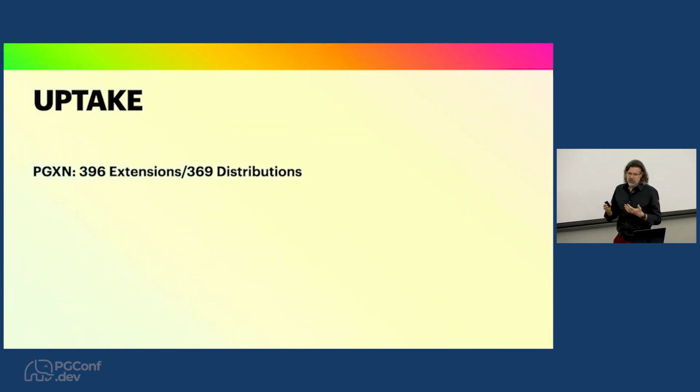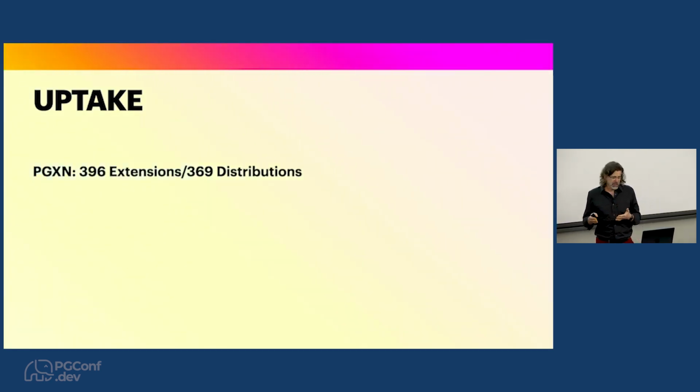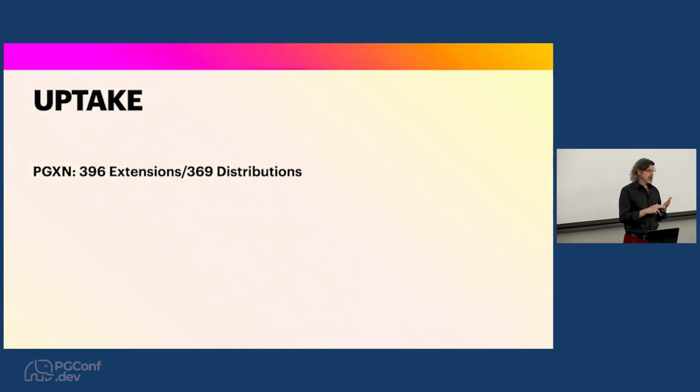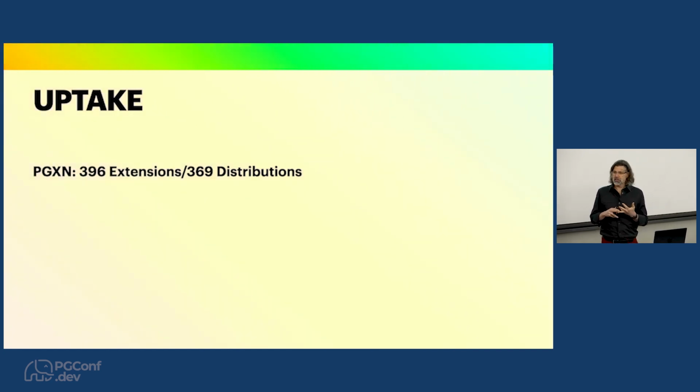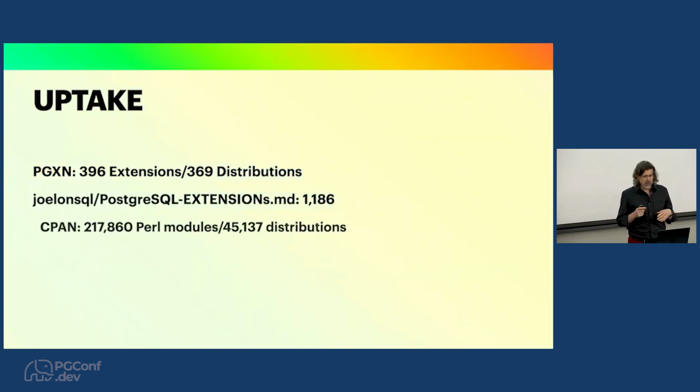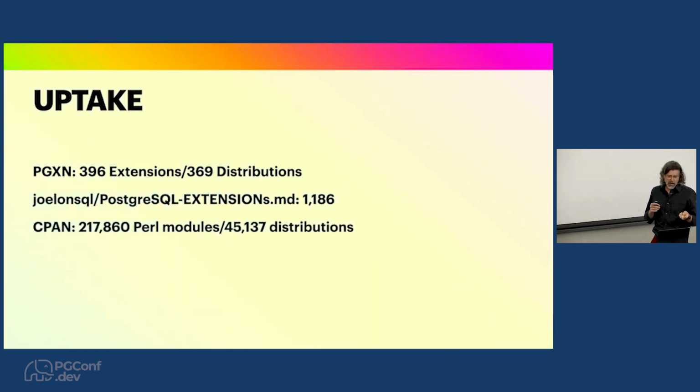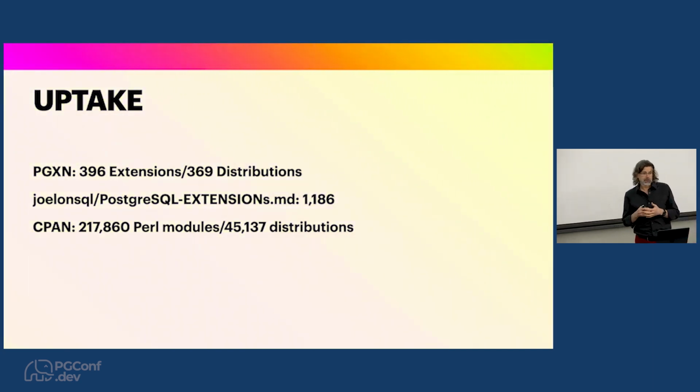So in the intervening years, I want to look at what the uptake of extensions has been. Today, or as of a couple days ago anyway, there are 396 extensions on PGXN in 369 distributions. This is because some distributions can have multiple extensions in them. Meanwhile, Joel at SQL has created a list of all the extensions that they could find and put it in a gist on GitHub and found almost 1,200.